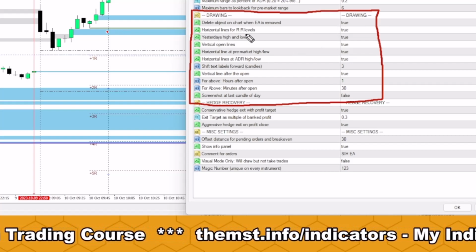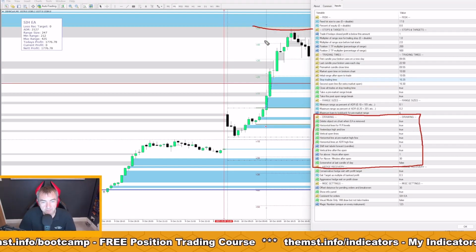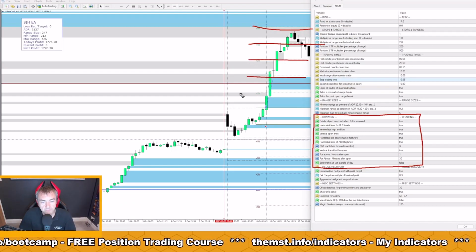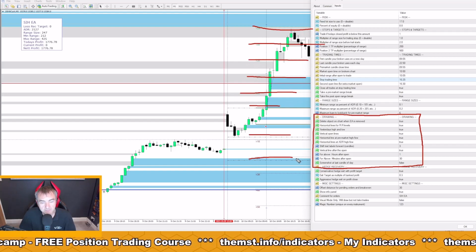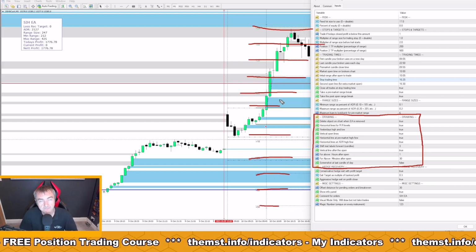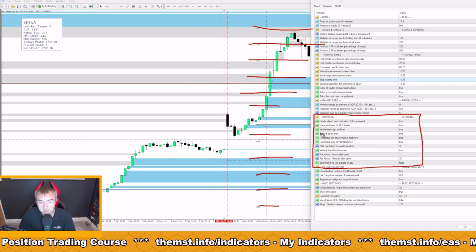Horizontal lines for the risk reward levels. If set to true, that draws these horizontal lines at 1R, 2R, 3R, 4R, etc. Okay, so that just draws those lines on there. You can choose to have that turned on or off. Depends how clean you want your charts to be.